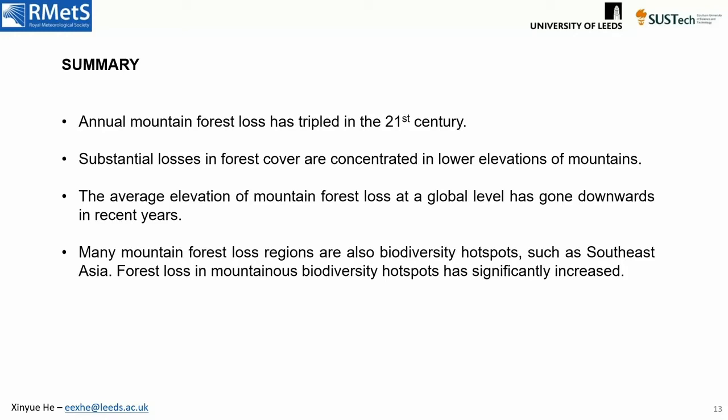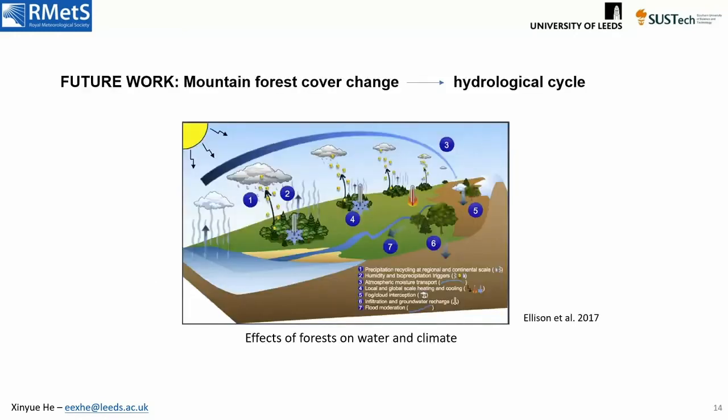So this is our initial study on mountain forests. In addition, forests can affect water and climate through a variety of mechanisms, such as evapotranspiration and atmospheric moisture transport. So forest cover change patterns can have large hydrological effects. For example, mountain forest loss can impact regional rainfall. So my PhD study will further look at the impact of these mountain forest cover changes on the hydrological cycle.